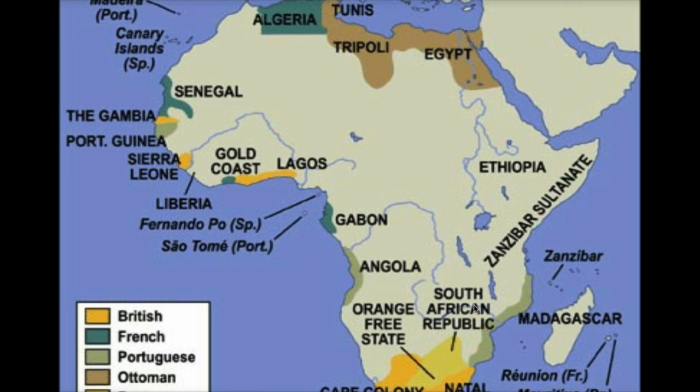Here is Africa before the Scramble, and you can see the Ottomans that are up here in Egypt, Tripoli, Tunis, modern day Tunisia, that are controlling North Africa and Egypt. The French are in Algeria, Senegal, parts of the west coast of Africa. The British, again, west coast, southern Africa. The Dutch are down here in the Orange Free State and the South African Republic. And you have the Portuguese, and that's really it. Keep this map in mind as we move forward, because you'll see how Africa changes by the end of this time period.